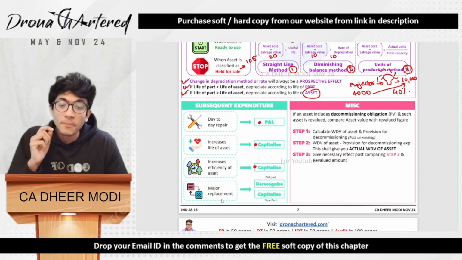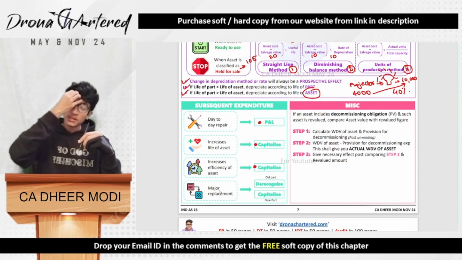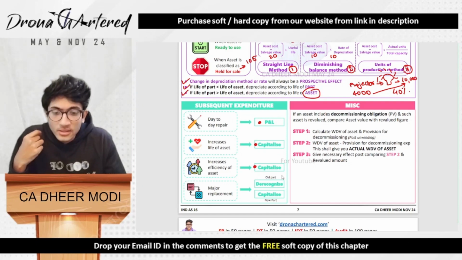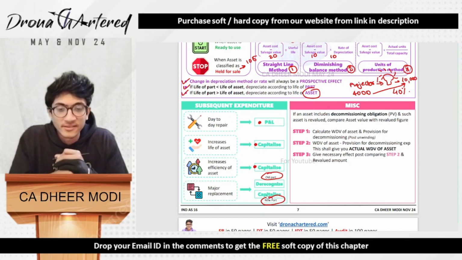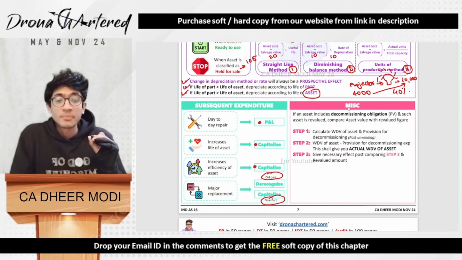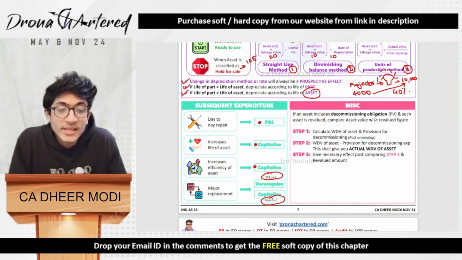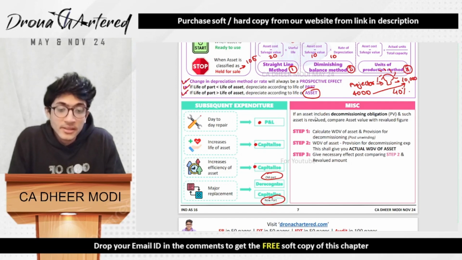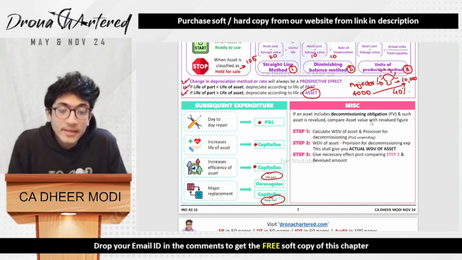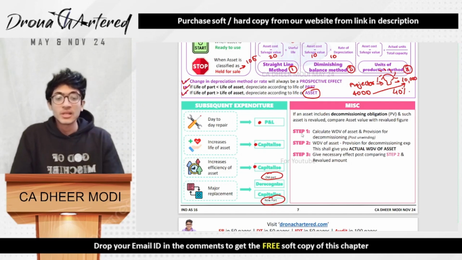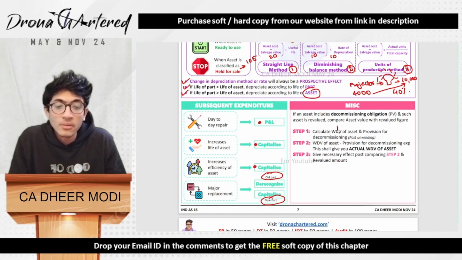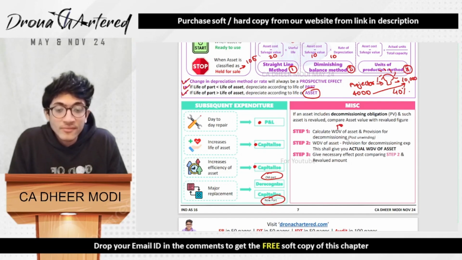Next is if there is any major replacement of the asset, any part of the asset. In such a case, first the old part has to be de-recognized, and the new part has to be capitalized. Last part of the chapter is any miscellaneous point. If an asset includes a decommissioning obligation, meaning breaking down the asset, and such an asset is revalued, then compare the asset value with the revalued figure. So step one, basically calculate the WDV of the asset, that is the written down value of the asset in the books today, and the provision for decommissioning.